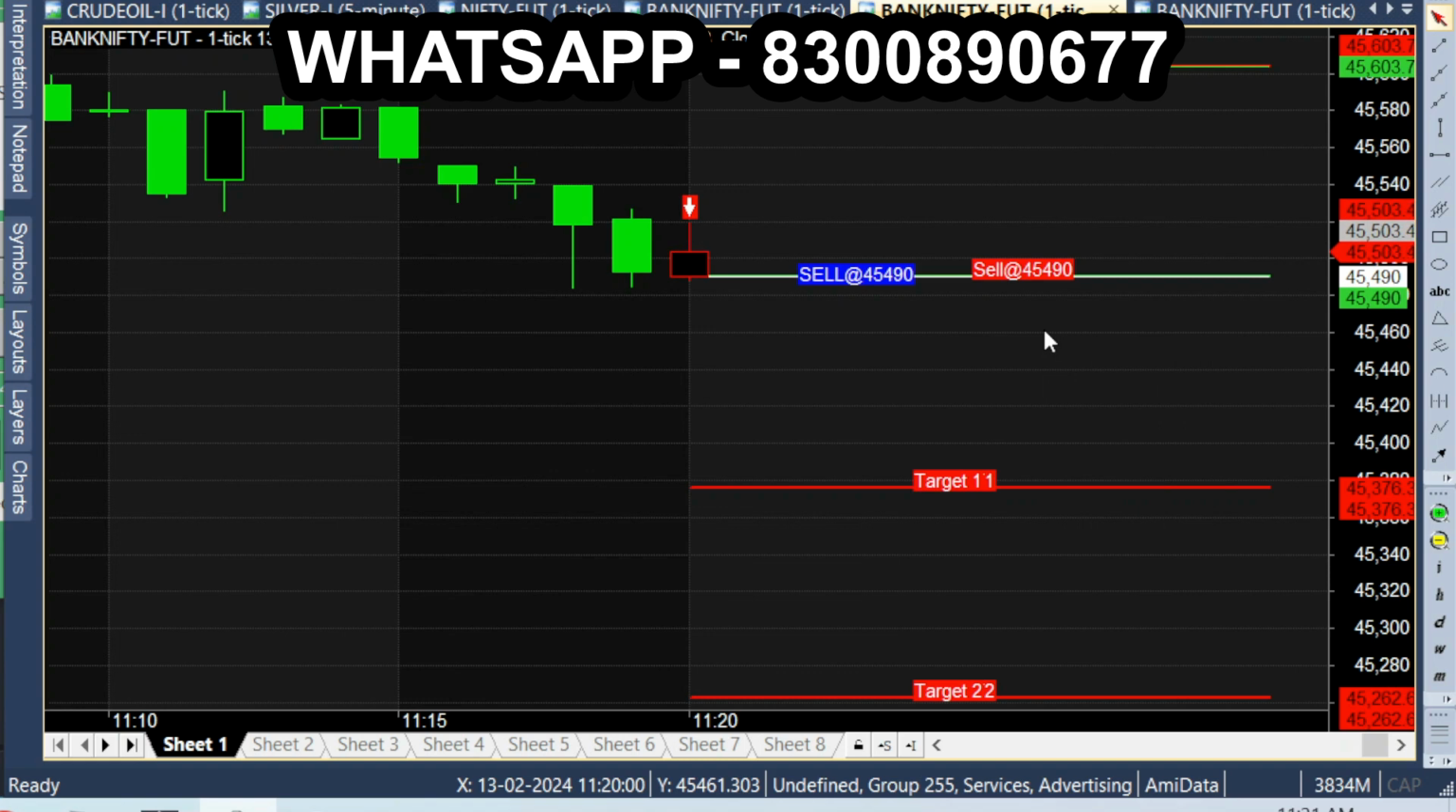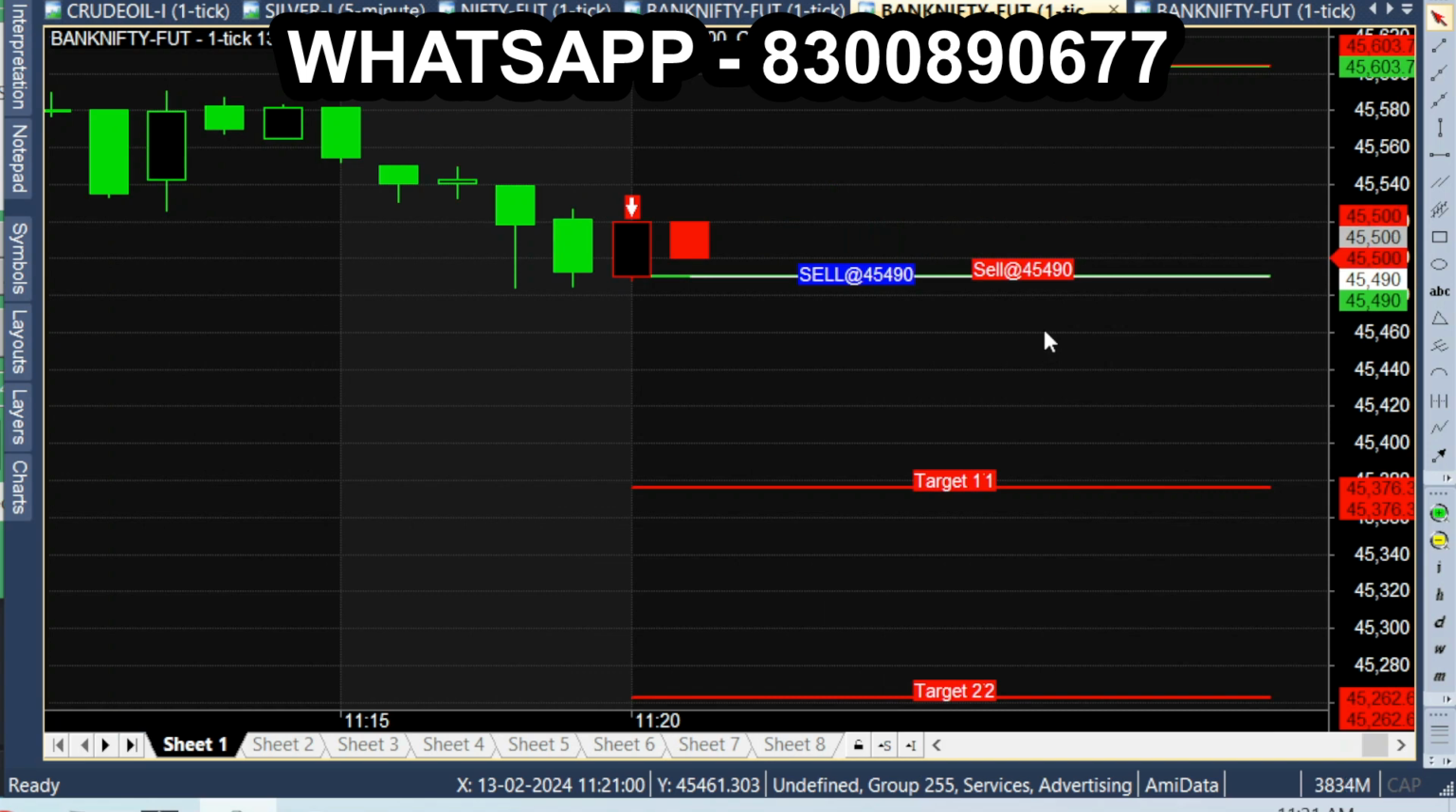From the open point, the candle color and trend are all fixed. Okay, so today that open point is the entry point. That straight white line from the red candle is our entry point line. Sell at 45,490. Today is Tuesday, February 13. Today's first call, this 11:20 a.m. first sell call. Okay, so this call started at 490.